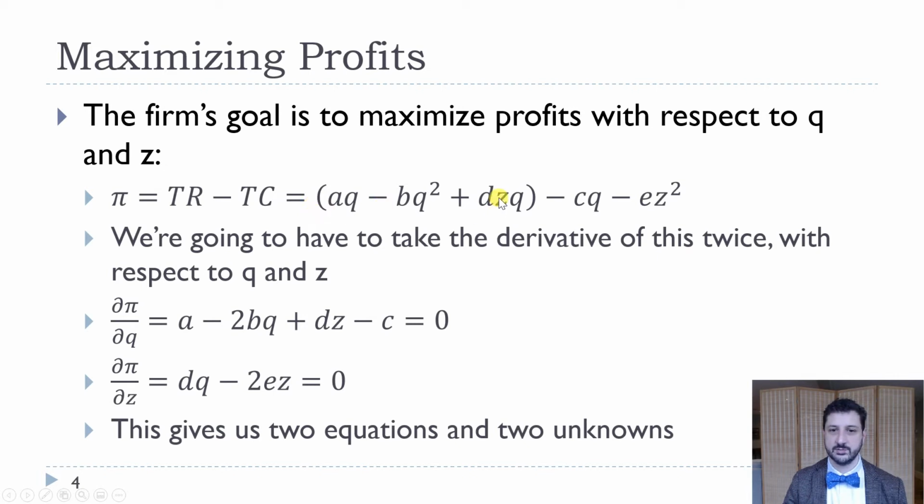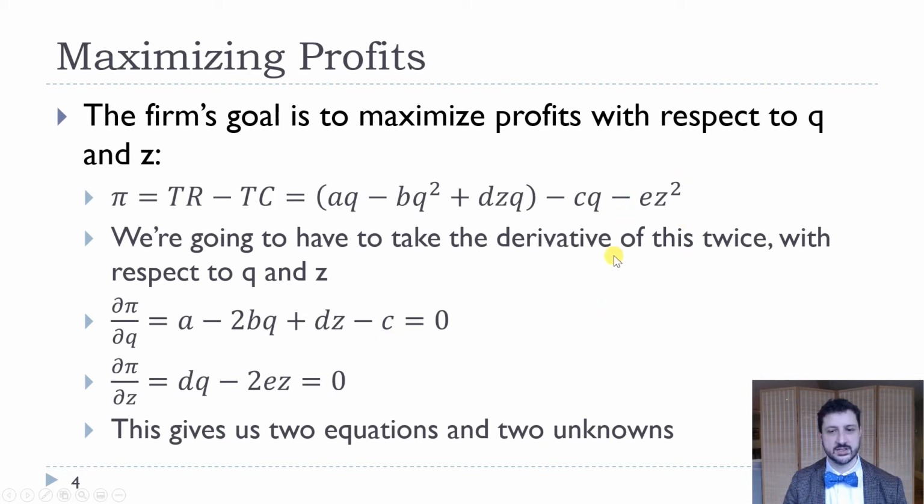That's just going to be price times quantity. That's this here, minus cost. And we're just going to take the derivative with respect to both of our choice variables. So our choice variables here are Q for quantity and Z for quality. And so if we take the derivative with respect to quantity, we get A minus 2BQ, that remember the 2 comes down, plus DZ minus C, right?